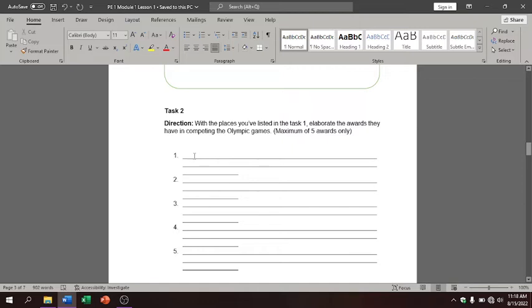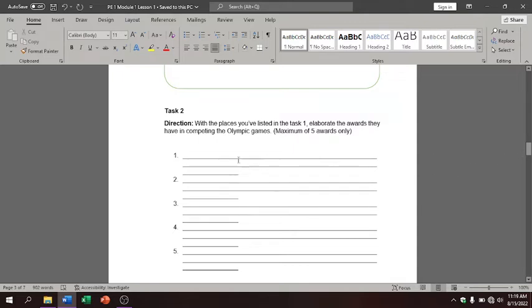So write here, for the first place, for example, Spain. For their awards, they have a gold medal in a certain event. Second, whichever place you wrote in Task 1, write that they have the silver medal in what particular event. Likewise, they also have bronze in this event. So at least 5 awards each place. That is Task 2.